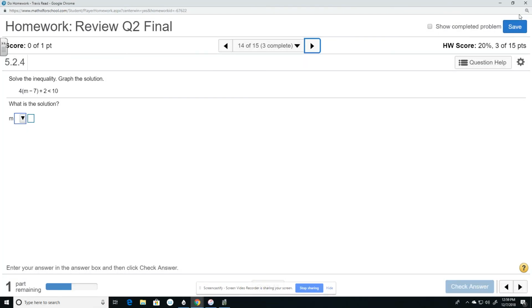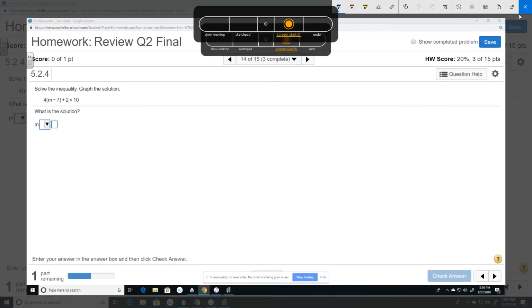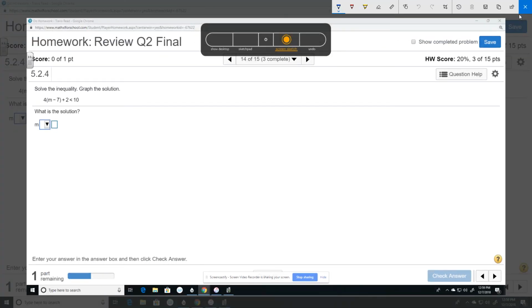All right, 14. Solve the inequality and then graph the solution. So I've got 4 times m minus 7 plus 2 is less than 10. To solve this, I need to get m by itself. So I'm going to minus 2 from both sides. And I get 4 times m minus 7 is less than 10 minus 2 is 8. To get rid of multiplying by 4, I'm going to divide both sides by 4. So m minus 7 is less than 2.